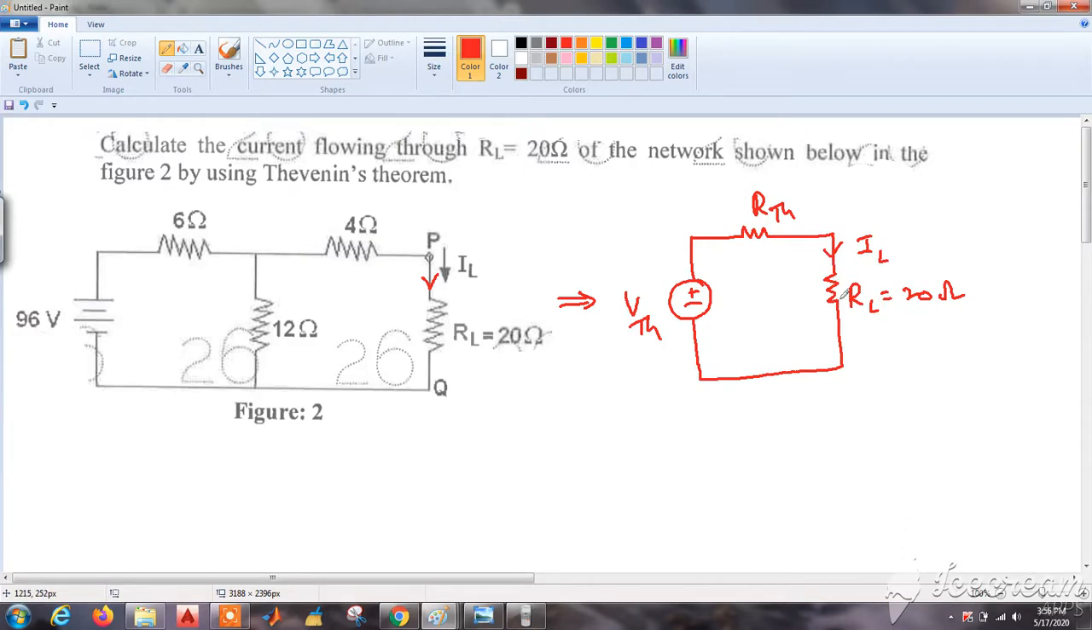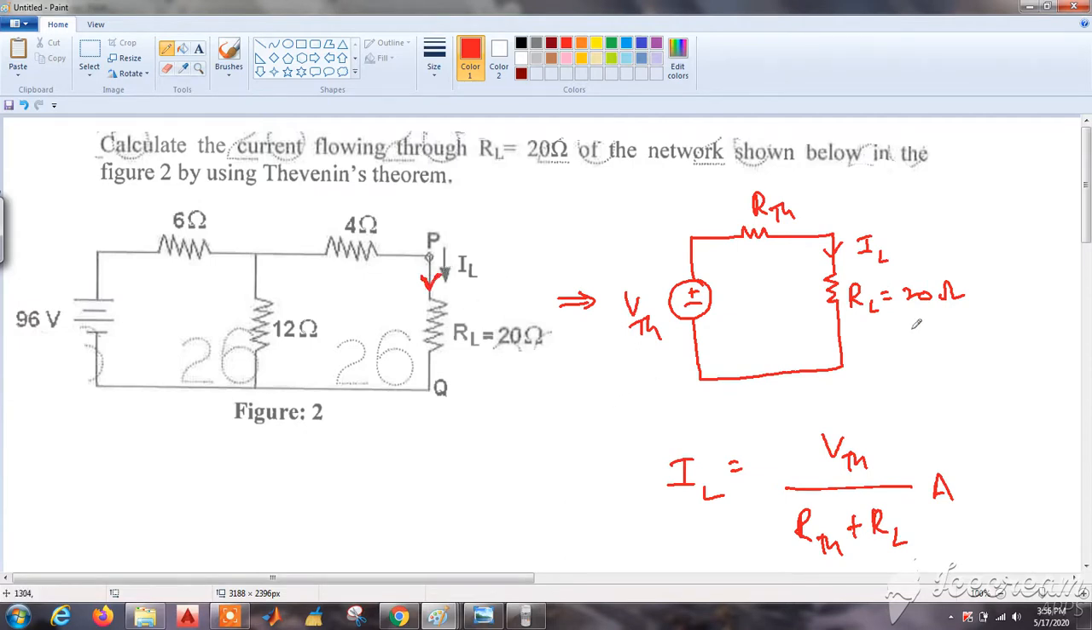Then we have to calculate the current IL, and we know from Ohm's law, I is equal to V by R. So IL in this circuit will be VTh divided by RTh plus RL, because RTh and RL are connected in series. So this will give our load current.